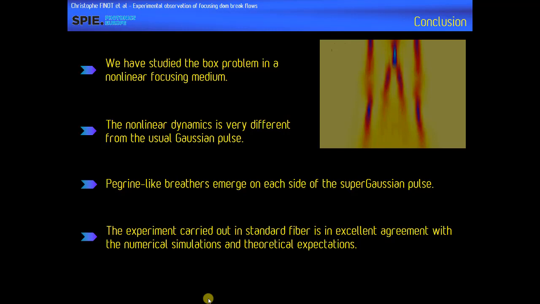And once again, it confirms that a fiber working at the telecommunication wavelength is an excellent tool to study various nonlinear problems. This is a perfect testbed.